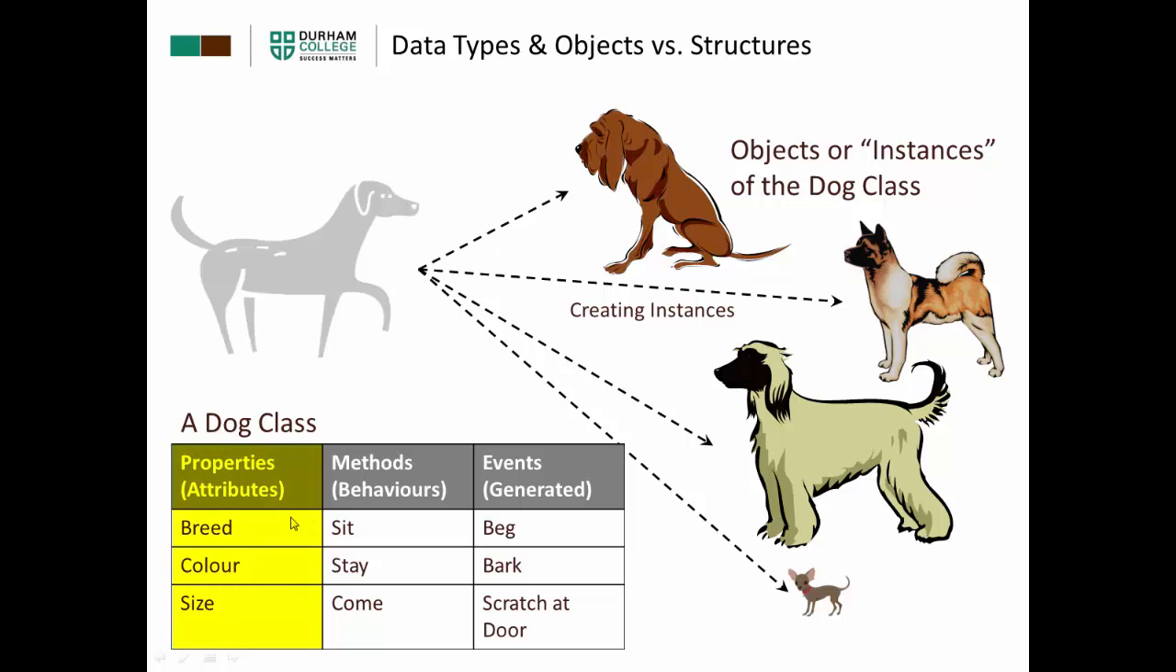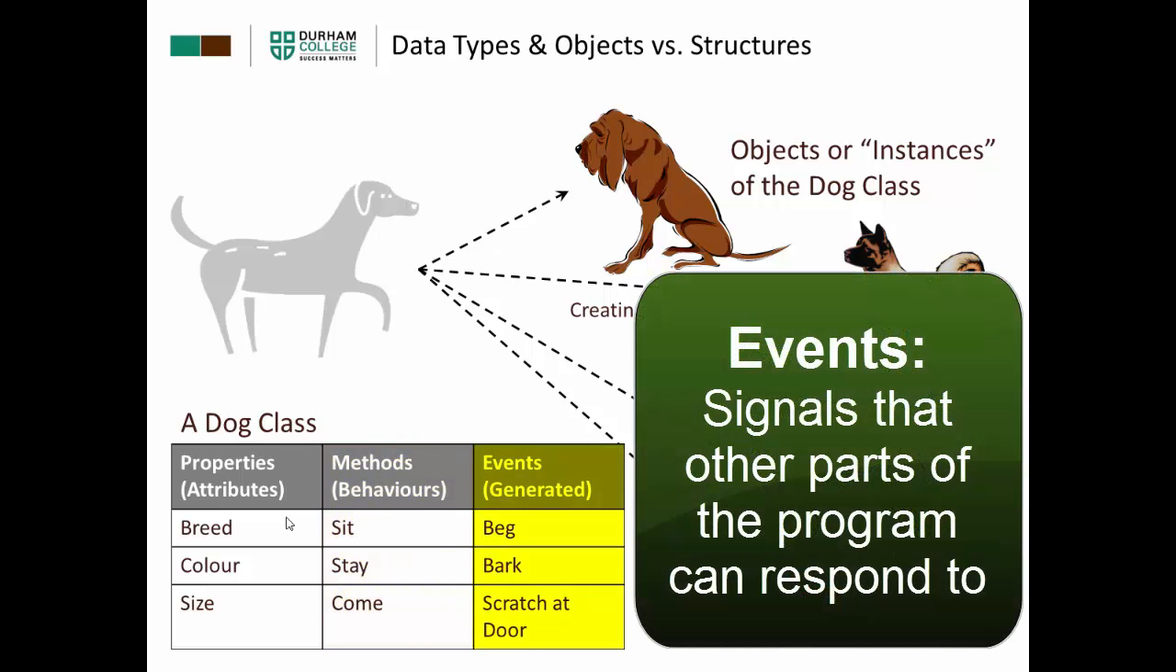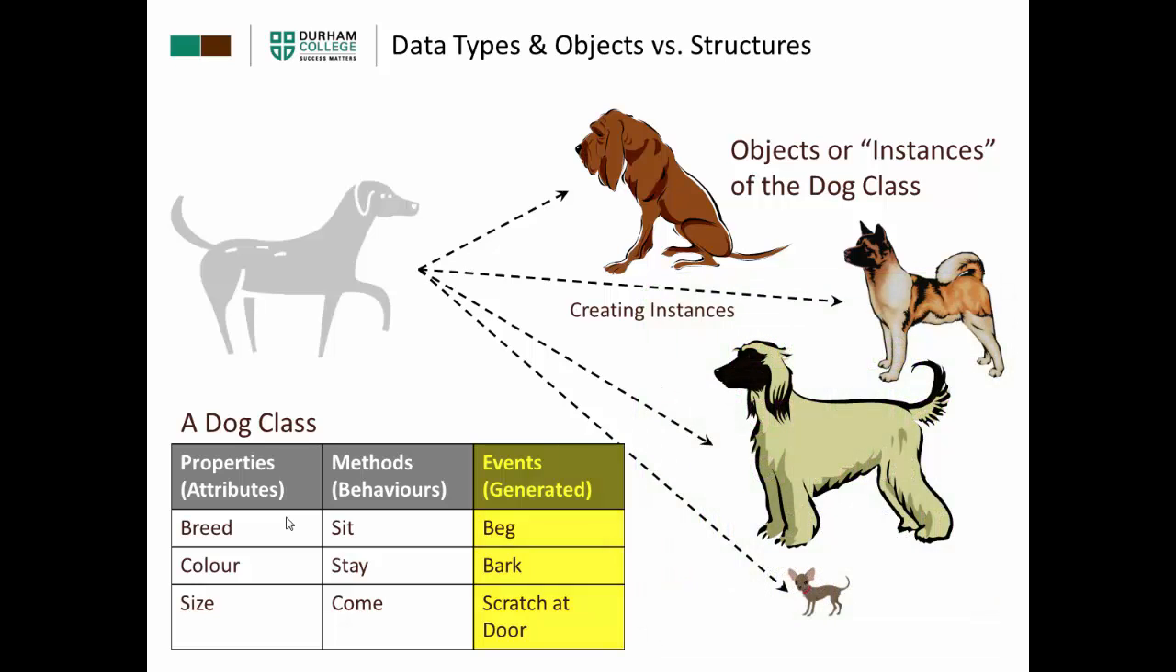And these properties might be their breed, their color, and their size. They have certain methods. Perhaps any dog can sit, stay, and come. I guess we know that's not really true, but this is an example. And they have events, and this means things they can do that other aspects of a program can respond to. So it could be beg, bark, or scratch at the door.